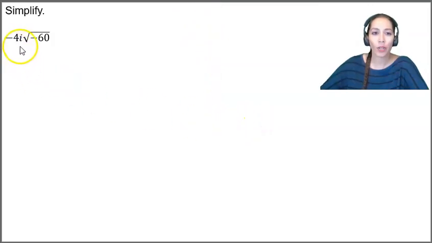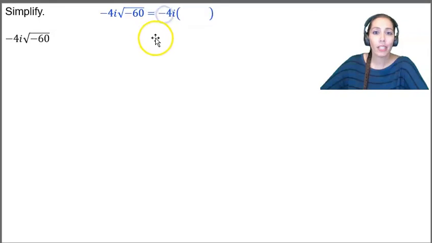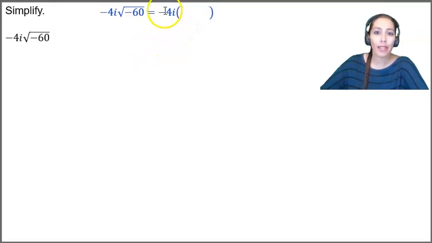Simplify. Negative 4i times the square root of negative 60. On this problem, I can see that I have this negative 4i being multiplied by the radical, so I can go ahead and pull that negative 4i out, and then I'm going to put my parentheses here, but I don't know what the square root of negative 60 is. How do I take a square root of a negative? And what does this i actually mean?